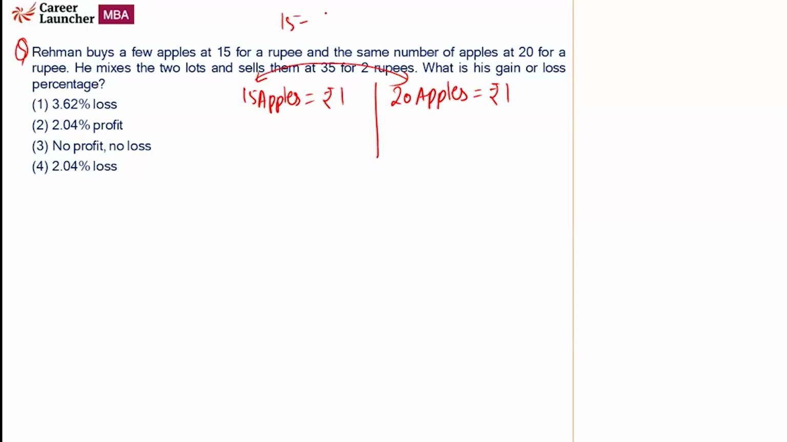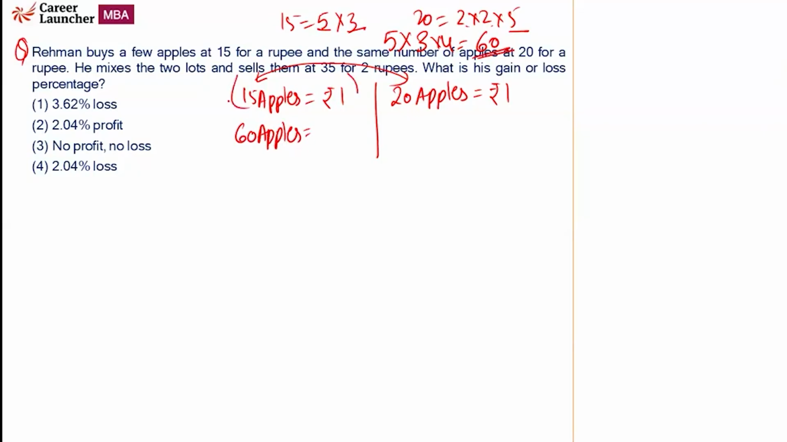Anyway, look, 15 is written as 5 into 3. 20 is written as 2 into 2 into 5. In prime numbers, 5 is common in both of them. I will take a 5. 3 is here, I'll write 3. Two 2s are 4 is here. So 4 times 3 is 12, times 5 is 60, which is the LCM. The smallest common multiple of both of them comes out to be 60. So if 15 apples are bought for ₹1, then 60 apples will be bought for how many rupees?